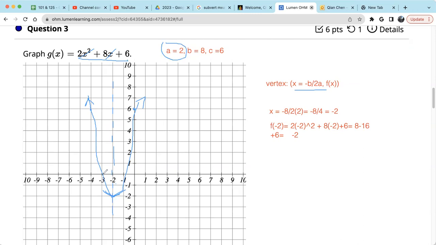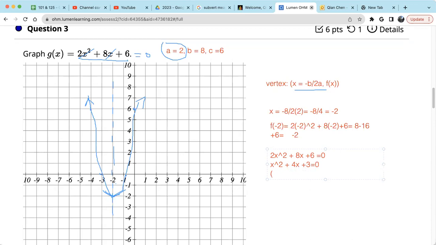If you want to find the roots, the x-intercepts, that would be perfect. How do you find the x-intercepts? You set this equal to 0. So I have 2x squared plus 8x plus 6 equals 0. Do you see this can be simplified? 2 is a common factor of those 3 terms. So I divide every term by 2. I get x squared plus 4x plus 3 equals 0.